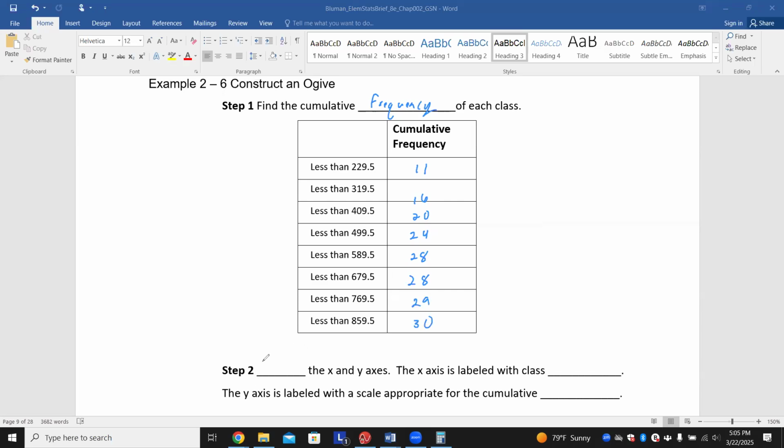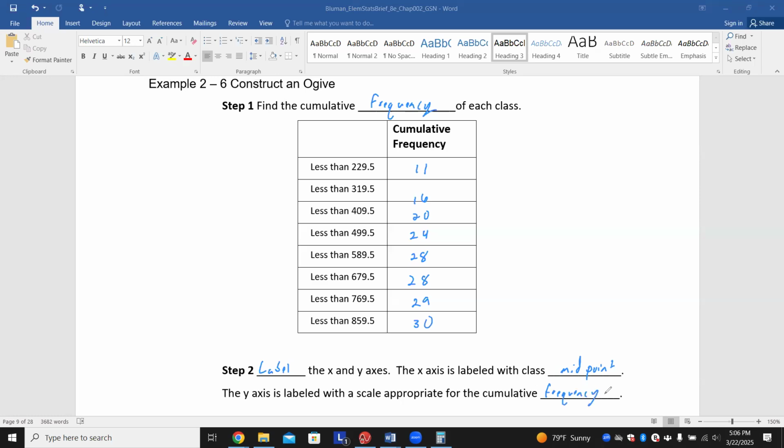Step 2, just like in all of them, you will then label the X and Y axis. The X axis is labeled with class midpoint to make it a little bit easier to read. The y-axis is then labeled with a scale appropriate for the cumulative frequency.